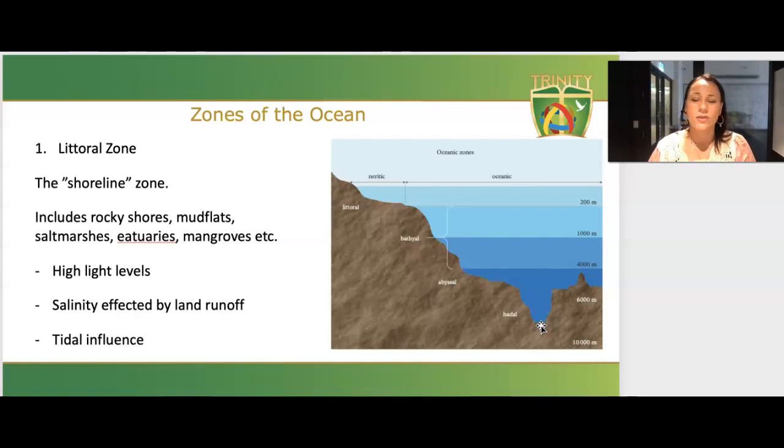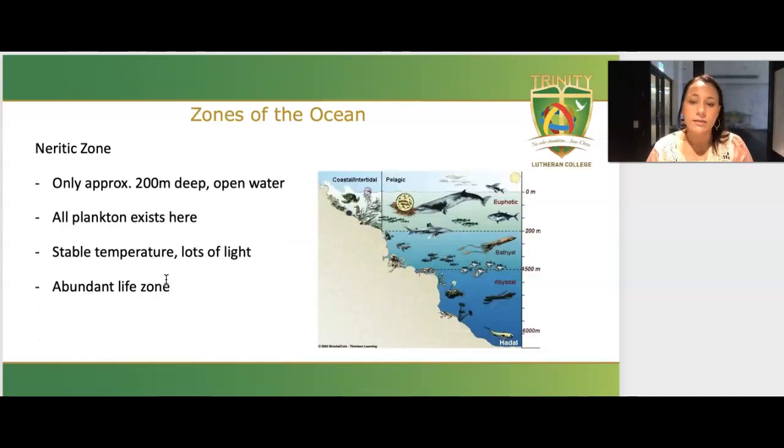It's all the mangrove zones, the beaches, the rocky shorelines, mud flats and salt marshes. They have really high light levels because light penetrates nicely down to about 200 meter level. The salinity is affected by rivers and things coming in and water running off the land, and it's heavily affected by tides.